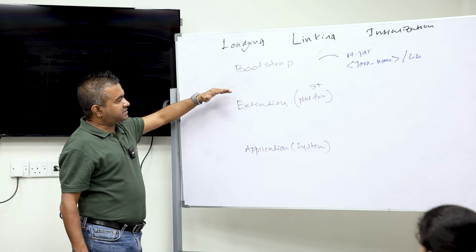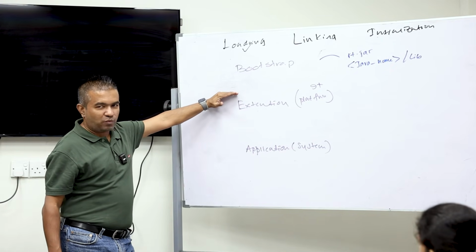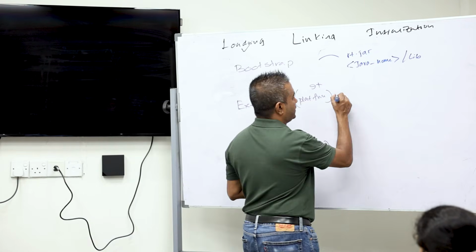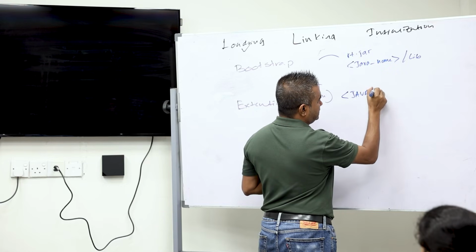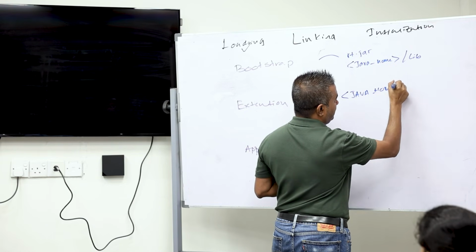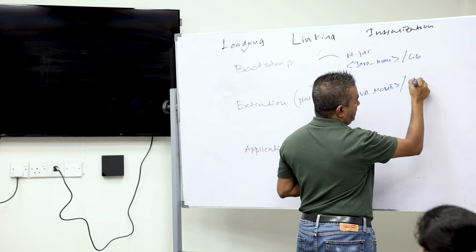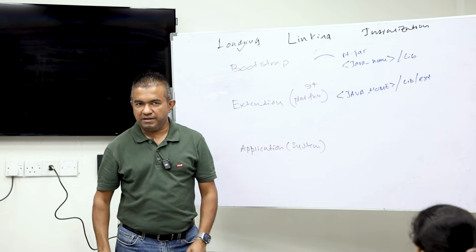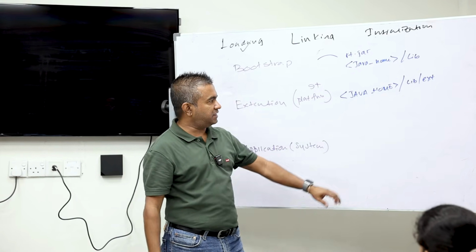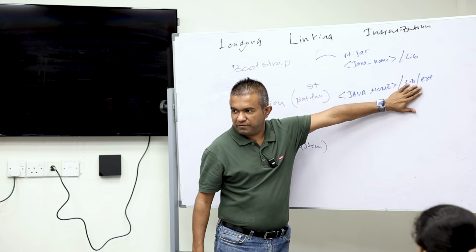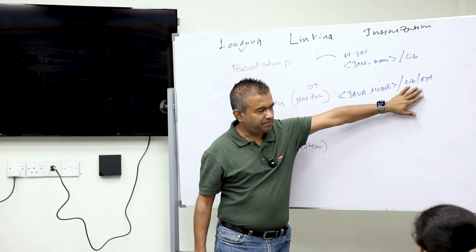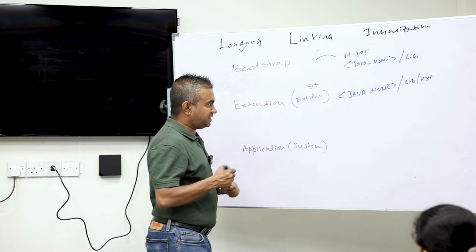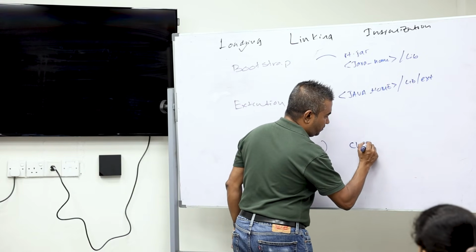Now, the extension class loader loads classes from Java home, lib, ext directory. If there are any classes there, it loads from there. And the application class loader loads the classes from the class path.